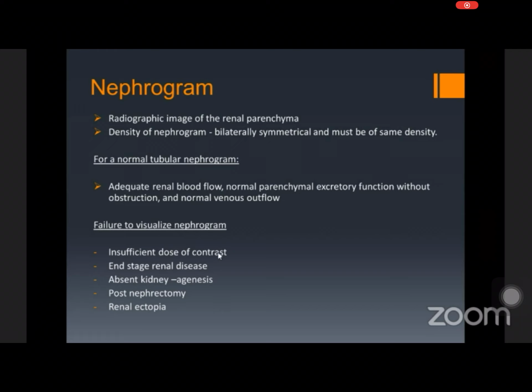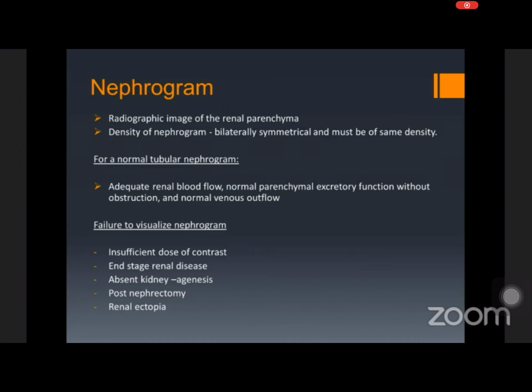Whenever we don't see a nephrogram, we should take into consideration technical factors like insufficient dose of contrast or extravasation of contrast. Some pathological conditions which can cause an absent nephrogram are end-stage kidney disease, absence of kidney, post-nephrectomy, and renal ectopia.